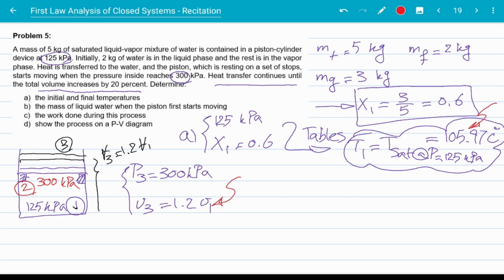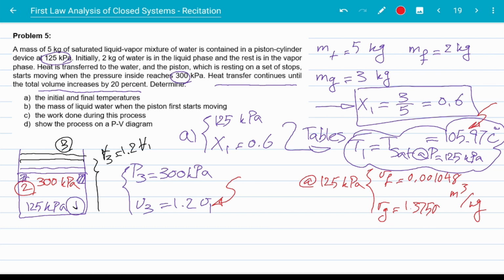At the pressure of 125 kilopascals, the specific volume of saturated liquid and the specific volume of saturated vapor can be found from the table. They are 0.001048 and 1.3750, both meters cubed per kilogram.